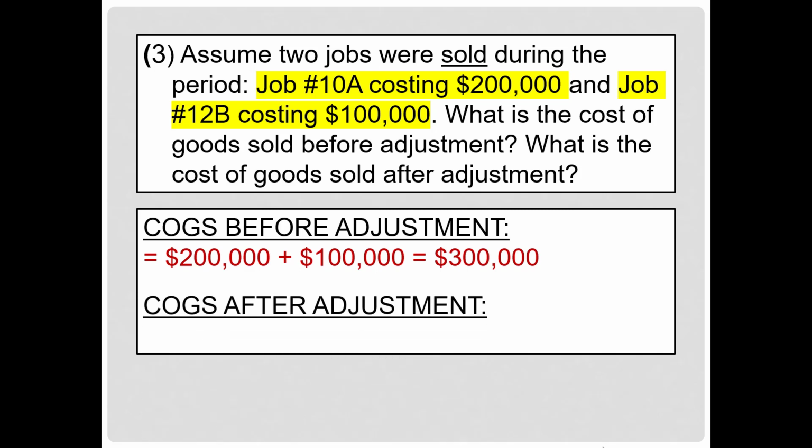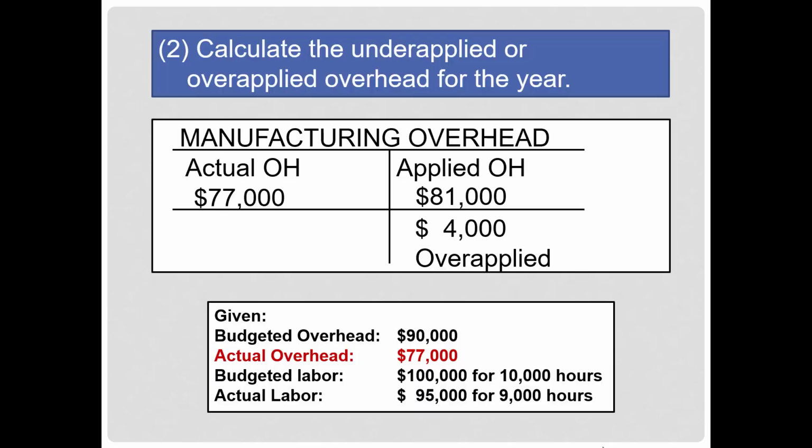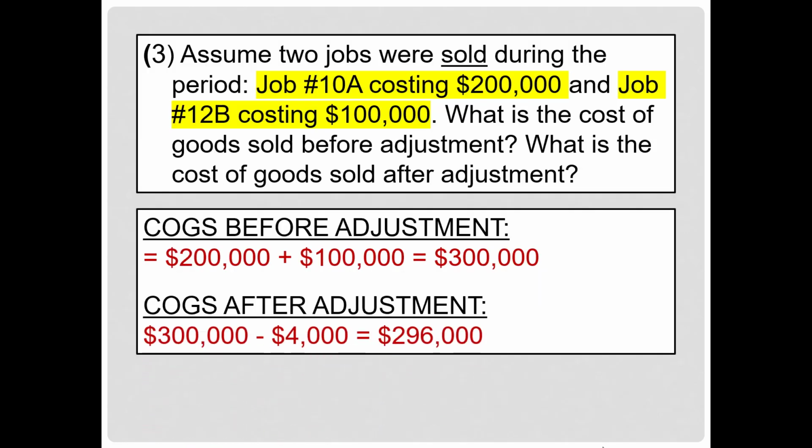Now, after adjustment, that will reflect the adjustment to close out the overhead account. Remember that it was $4,000 over applied. That means we over assigned cost to inventory, and so now we need to decrease our cost of goods sold by $4,000 so that it reflects the actual cost incurred.